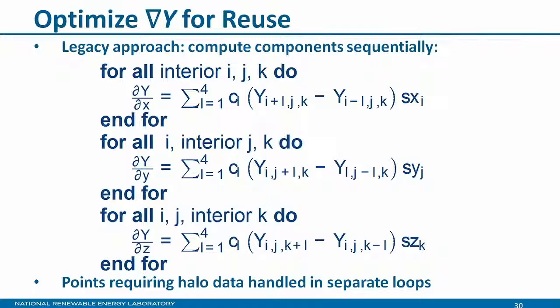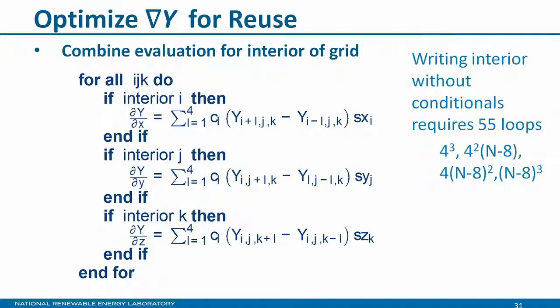Some other example optimizations we're doing: optimizing for computing gradients. Traditionally, this was done sequentially, so X, Y, Z directions, all of which are a loop over the same data, different directions. We've now fixed that so that we loop over the data once and compute the three directions in one pass.